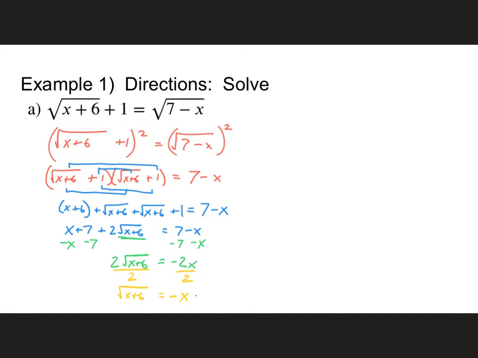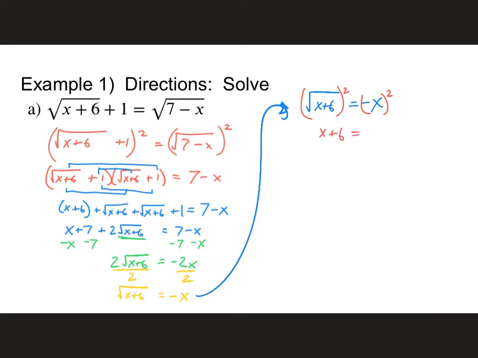I'm going to need some more room, so I'm going to take my work up here. We have the square root of x plus 6 equals negative x. All right, so what do we do? Well, I'm going to do exactly what I did to get rid of the radical in the last section. This is a problem we could have done from part 1 of section 5-4. So we're going to square both sides. On the left-hand side, the square and the square root cancel each other out. I'm left with x plus 6 equals, and negative x squared is just x squared.